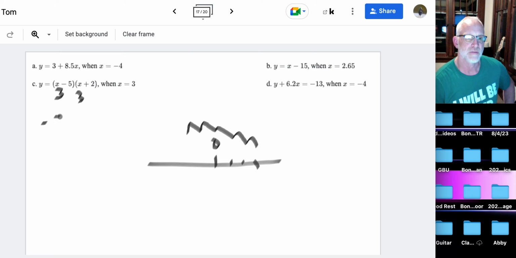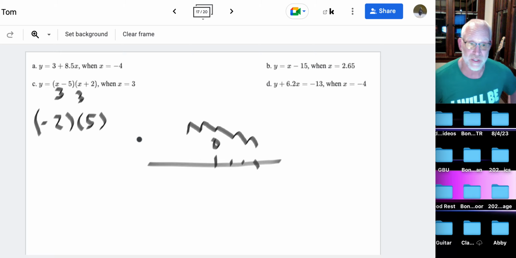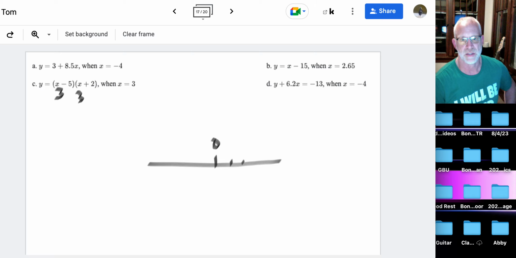So this is negative 2 times, and then let's put 3 in for x. 3 plus 2 is 5. So now we have negative 2 times 5. We know 5 times 2 is 10. We know negative 2 times negative 5 is positive 10. But right here, negative 2 times 5, negative 10. Negative 10 is a negative. And then the last one.